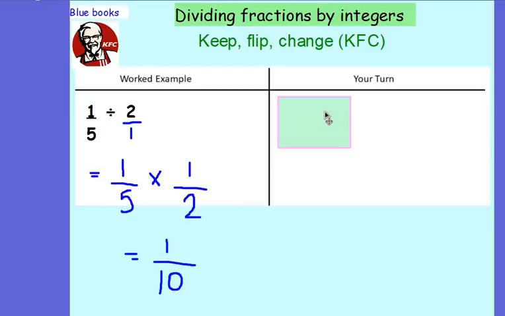Over to you, Year 7, in your dark blue books, underneath your title, dividing fractions by integers. Can you have a go at this example for me? Pause the video, off you go.